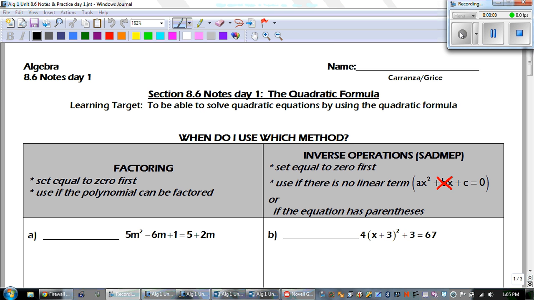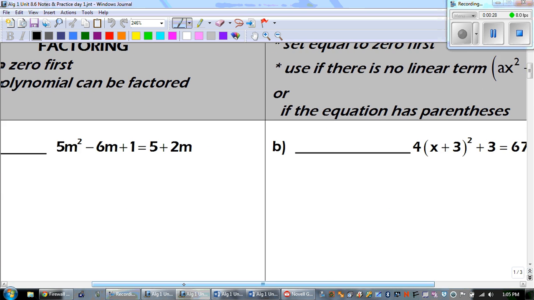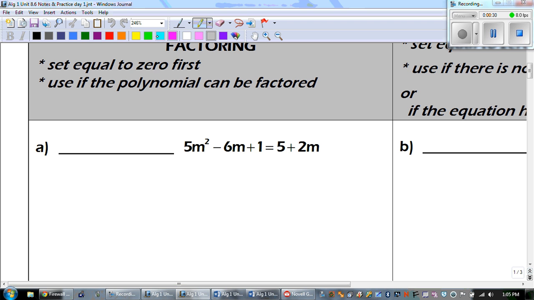Today we're talking about the quadratic formula. Our learning target today is to be able to solve quadratic equations by using the quadratic formula. So, when do I use which method? Let's talk about factoring first. When we use factoring, the first thing we want to do is make sure to set it equal to 0, and then we can use it if the polynomial can be factored. So let's take a look to see what that looks like.